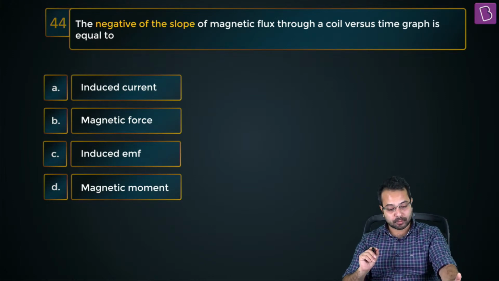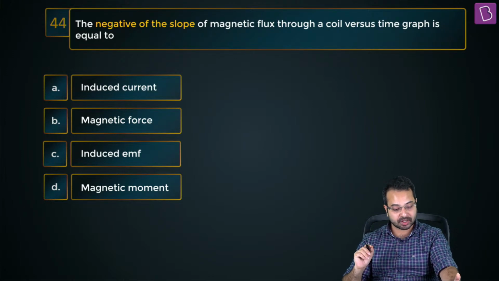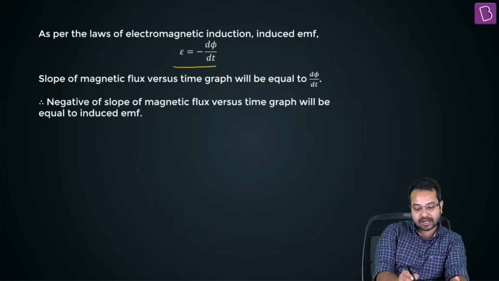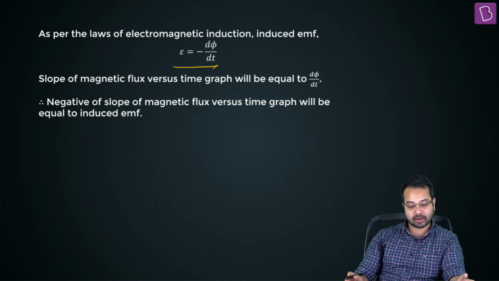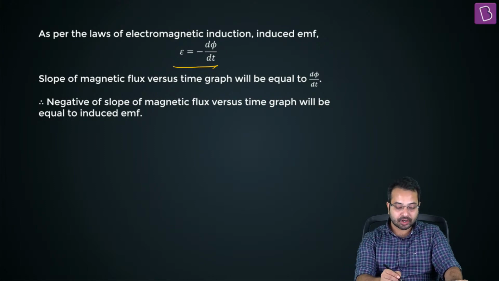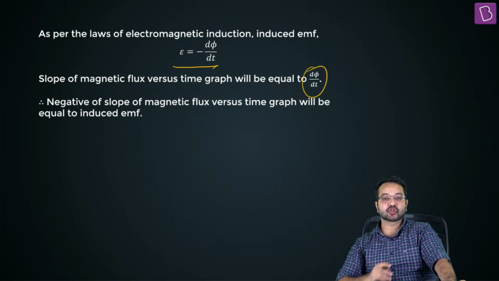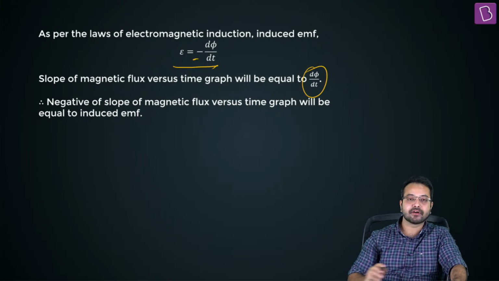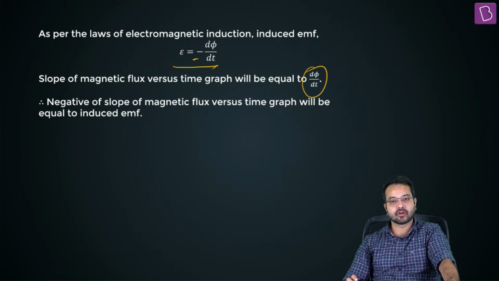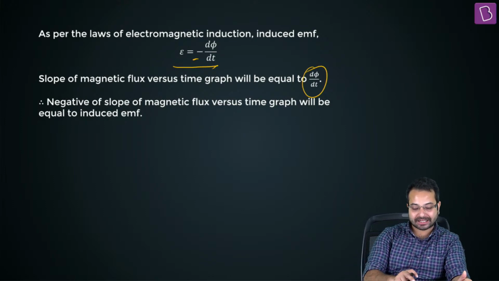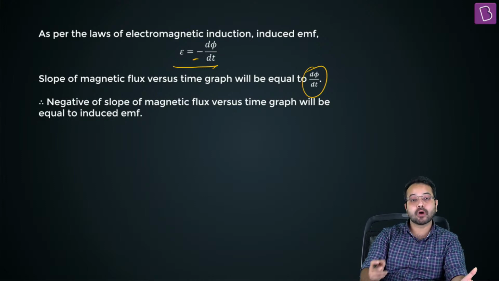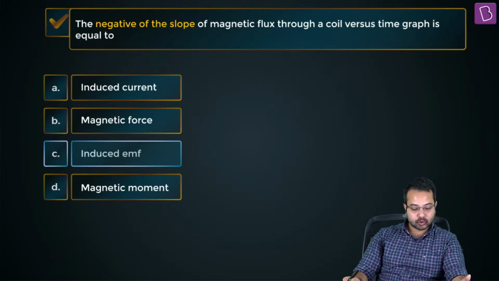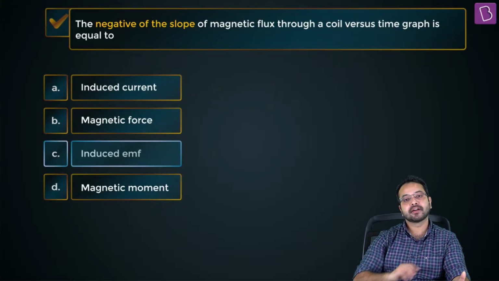What do we have next? The negative of the slope of the magnetic flux through a coil versus time graph is equal to. Alright, this is a very straightforward question. We know that the induced EMF is equal to minus d phi by dt. Now what is d phi by dt? It is the slope of the phi versus time graph. If we take a negative of that, then we have the EMF. So the negative of the slope is simply going to be equal to the induced EMF. So option C, induced EMF, is going to be the correct option.